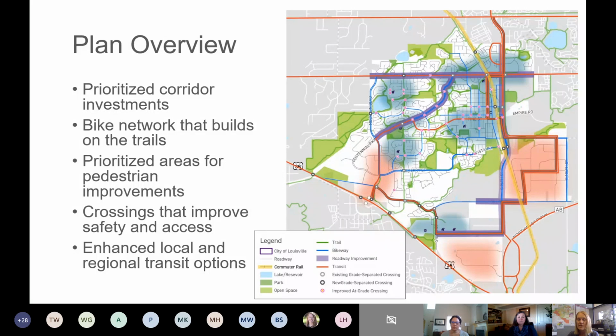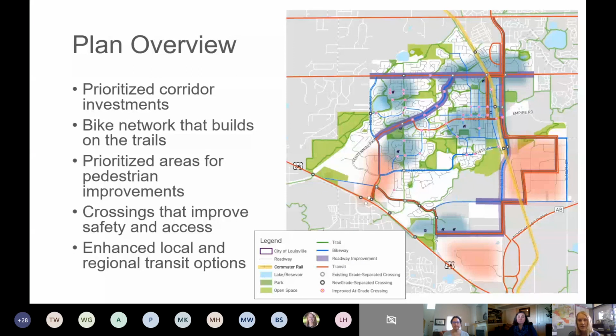From north to south on the east end of town is State Highway 42. That's the CDOT highway that goes right through the city of Louisville. And then we have McCaslin, which is a large road on the western side. And then to the south, you can see Dillon Road and US 36. So that just orients you to the town.